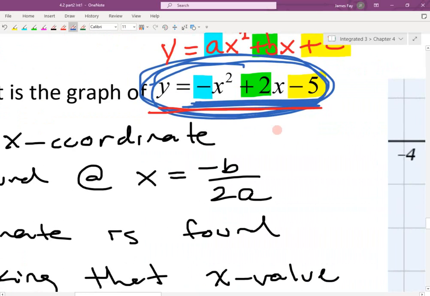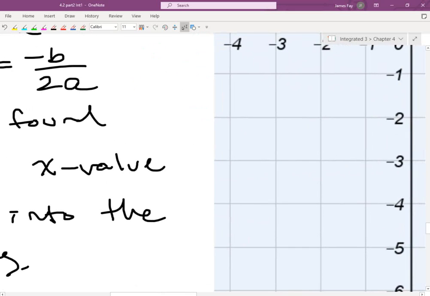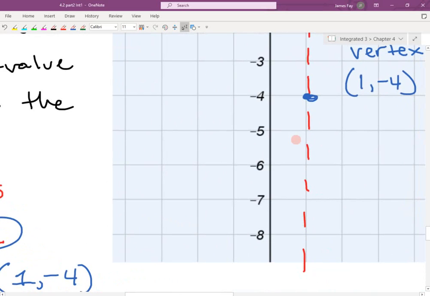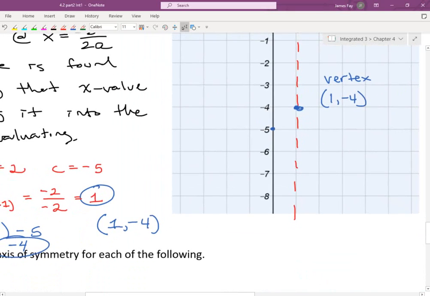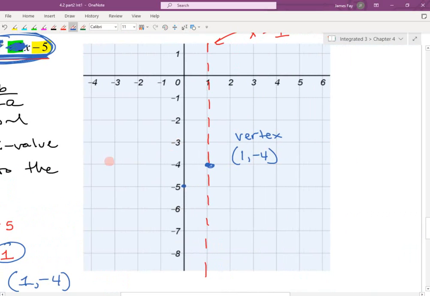So if I plug 0 in right here, doesn't that go away? Does that make sense? 0 squared is 0. Take the opposite, just 0. It gives me 0. What's 0 plus 0 minus 5? Negative 5, right? So now, when x was 0, y was negative 5. So I'm going to plot that point. That's my y-intercept.